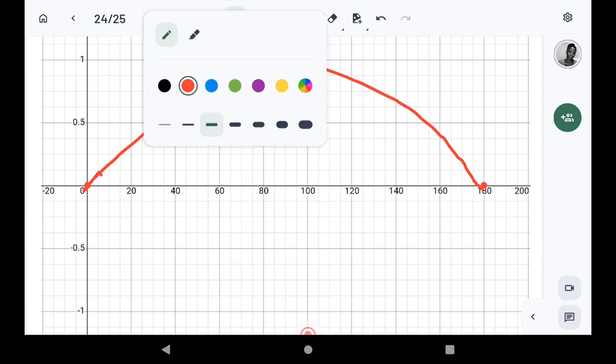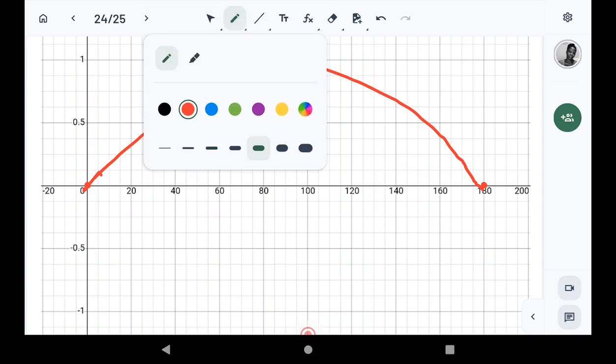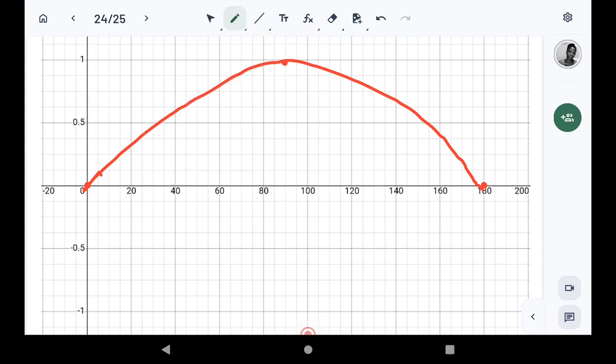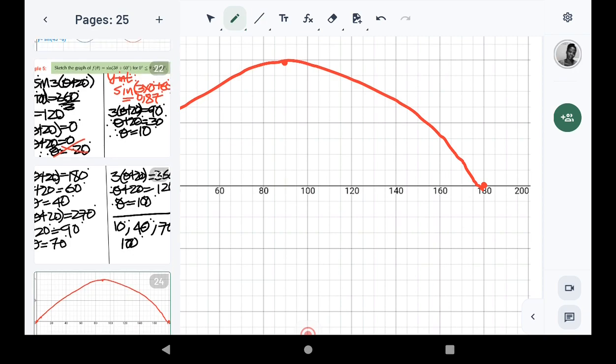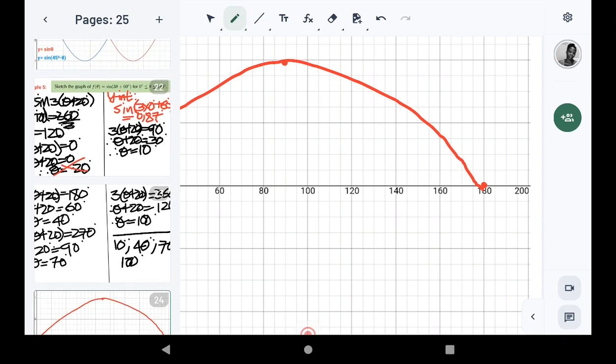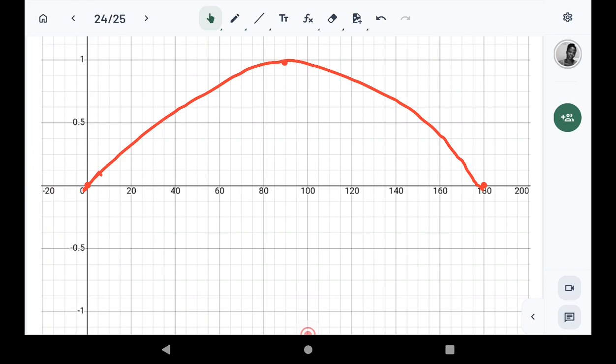Now let's plot the other one. It starts at 10 degrees. That's your 0. Then the maximum turning point comes. Then you've got 40 degrees, which is your 0. There. Then a 0 at 40.